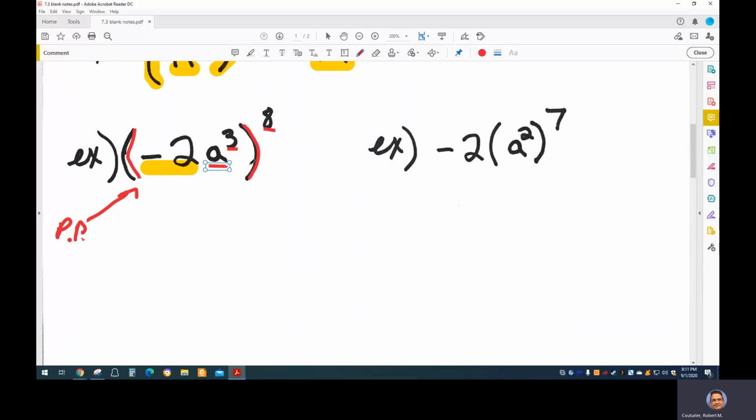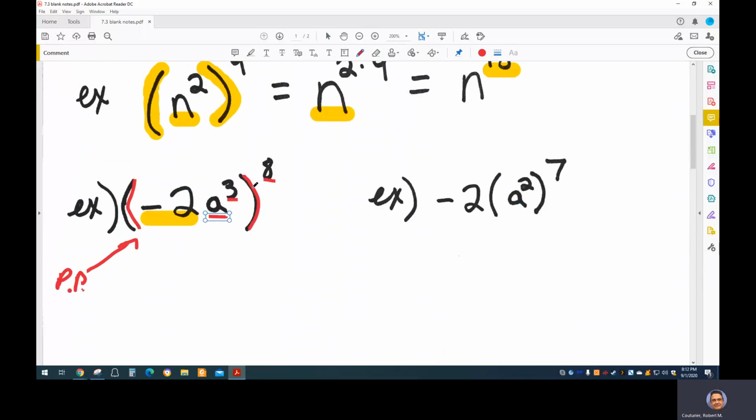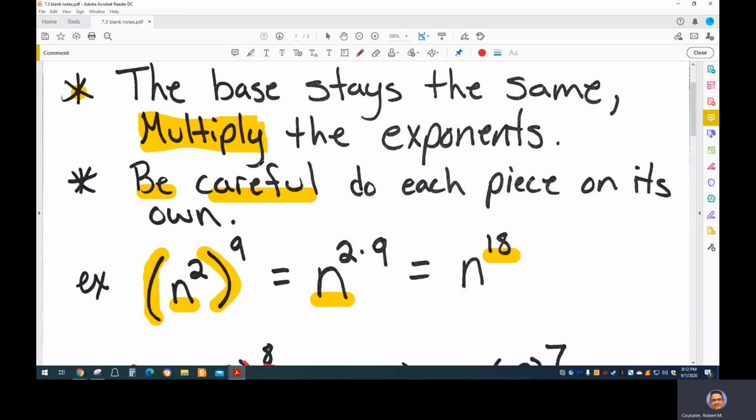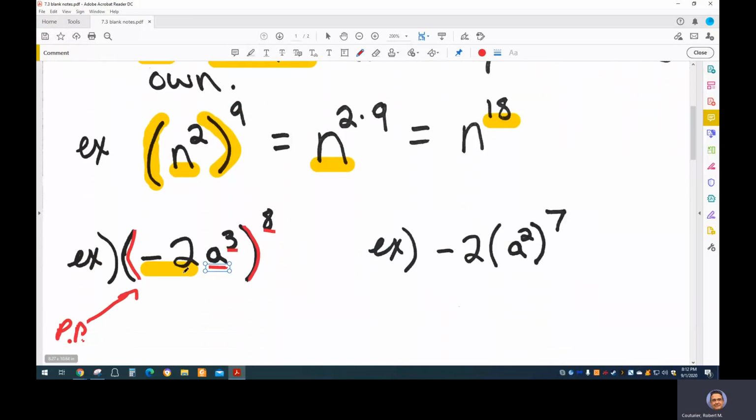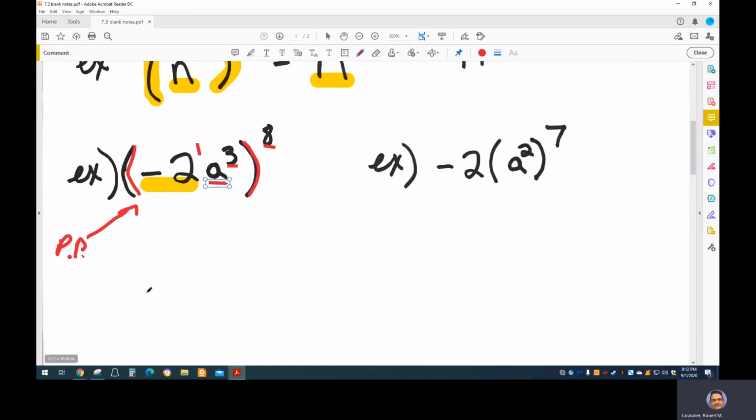All right, so how do we tackle it? Well, the first thing we have to do is look at the rule stated up here: the base stays the same, multiply the exponents. But look, we also have a coefficient. So basically, this is being applied to both the coefficient and to this. Remember, technically there's a 1 here. 1 times 8 is 8. Or you can just raise the coefficient to that power. So let's do that. We'll have -2, and it is in a set of parentheses, so that negative is included, raised to the 8th power. And then we're going to have this raised to the 8th power.